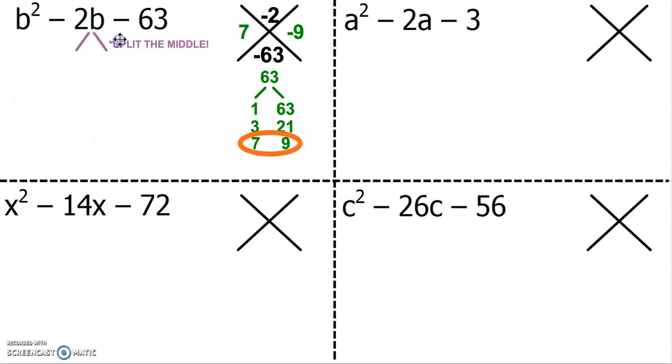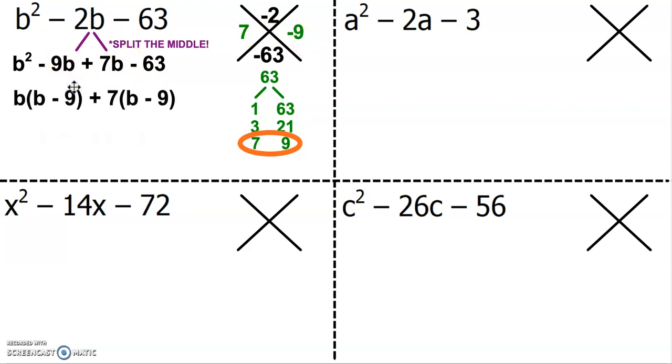So now I split the middle. B squared minus 9b plus 7b minus 63. Notice I'm using those numbers that I got out of my diamond. Now I'm going to factor by grouping. B can be pulled out of the first two terms, leaving b minus 9. 7 can be pulled out of the second two terms, and I'm left with b minus 9. Then I bring my factors together, b plus 7 and b minus 9. These next three problems are on your own.